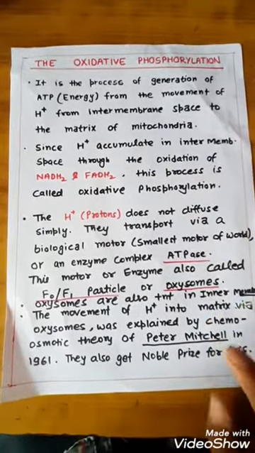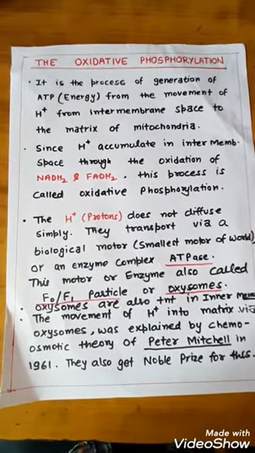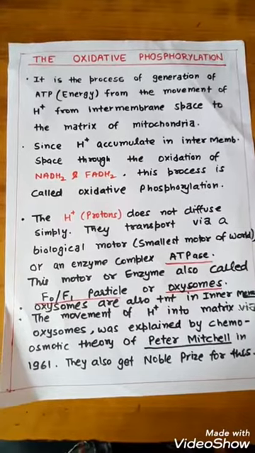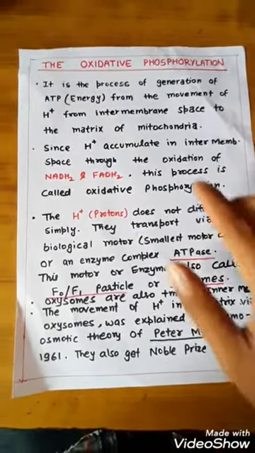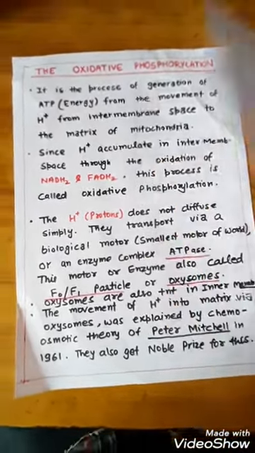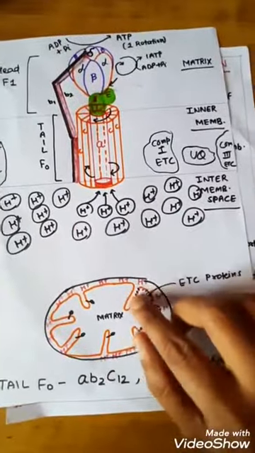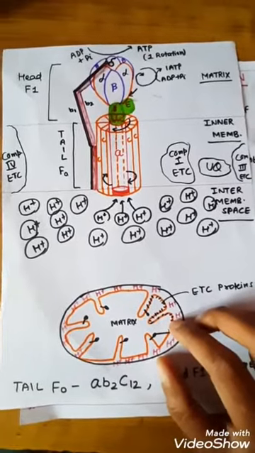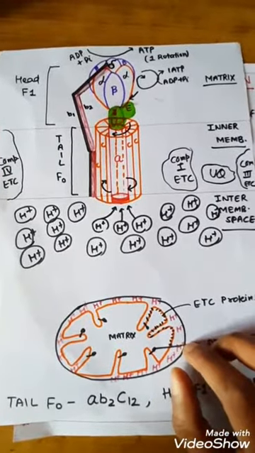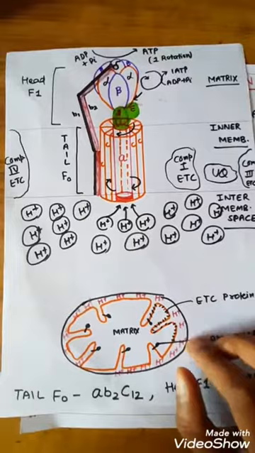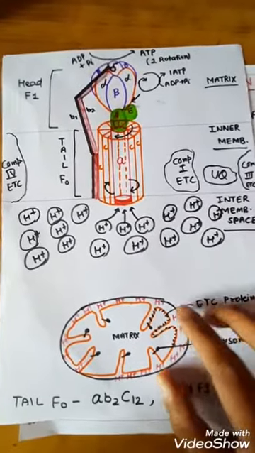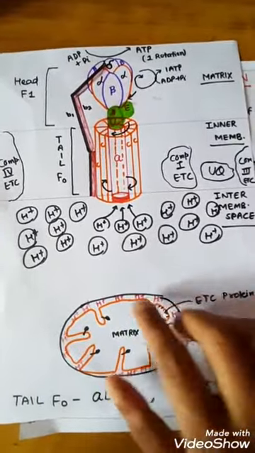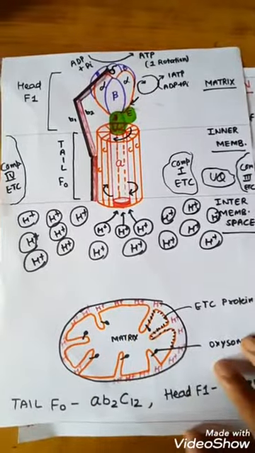Previously, we have studied the electron transport chain, in which NADH2 and FADH2 get oxidized to produce electrons. Those electrons travel through a series of electron carriers present inside the inner membrane of the mitochondria. After the electron transport, the electrons are finally accepted by molecular oxygen to form water, and as a result of the electron transport chain, many protons are accumulated in the intermembrane space of the mitochondria.